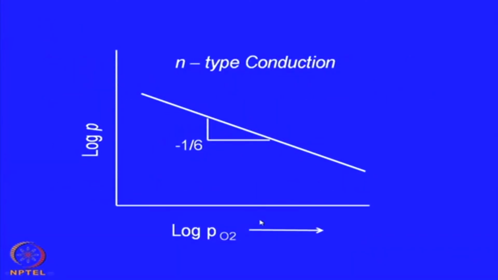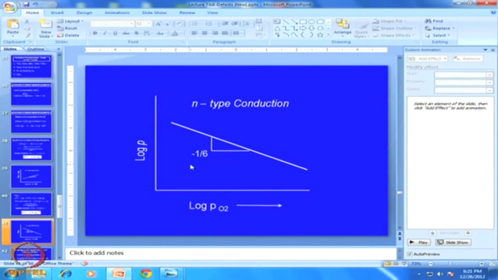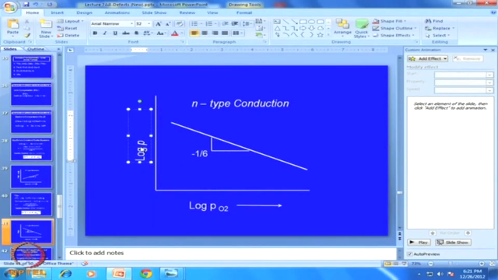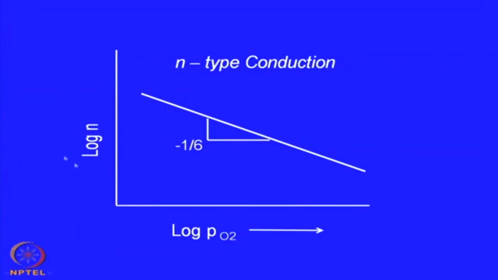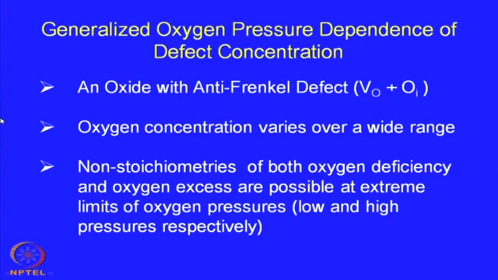when you plot this, log n, that is the concentration of the electron, as a function of PO2, it will be a negative slope, and negative slope means an n type conductor. So, that is also as a rule you have to remember.